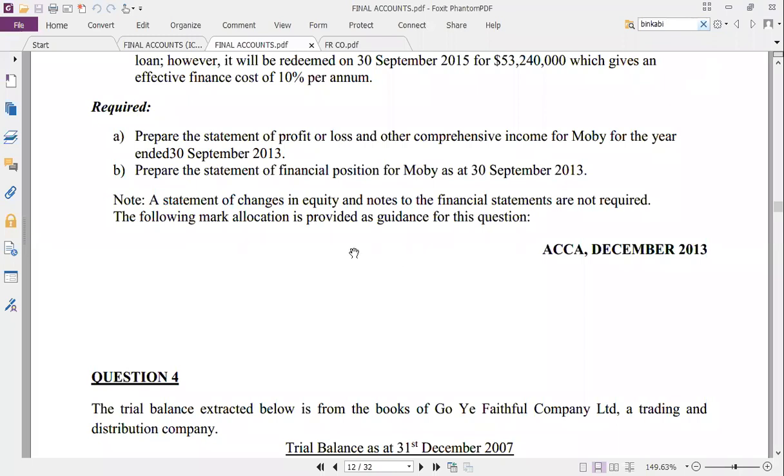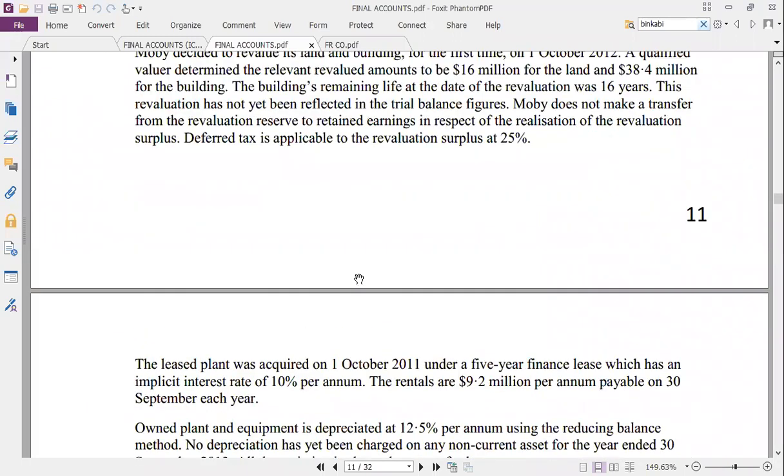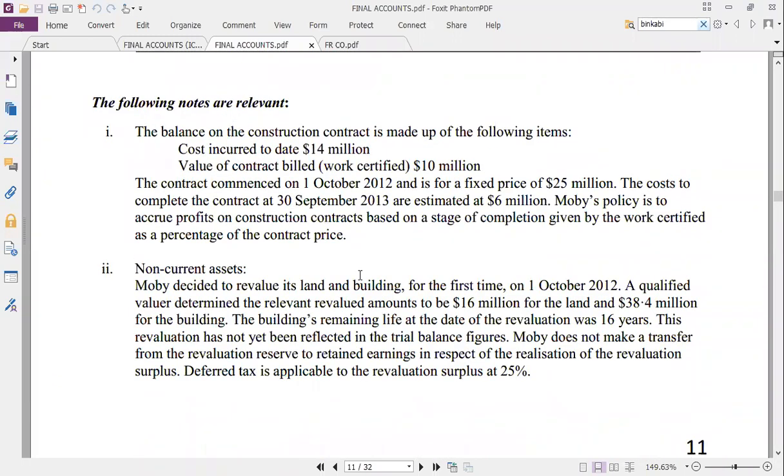Okay, so that is that. So we have been accounting for 30th September. Our financial year starts on 1st October. That means this contract commenced exactly at the beginning of the financial year. That's good news. And it's for a fixed price of $25 million.